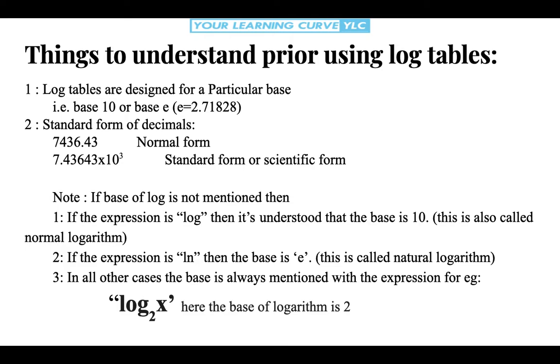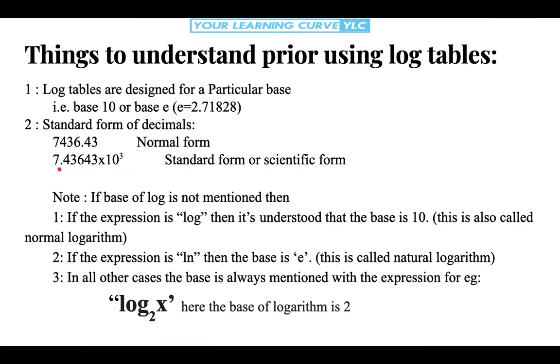The second is standard form of decimals. The standard form of decimals means if we are given a number 7436.43, so this decimal keeps varying depending on the size of the number. Sometimes you might get 0.0000546 etc. So to standardize this we always bring the number between 1 to 10.